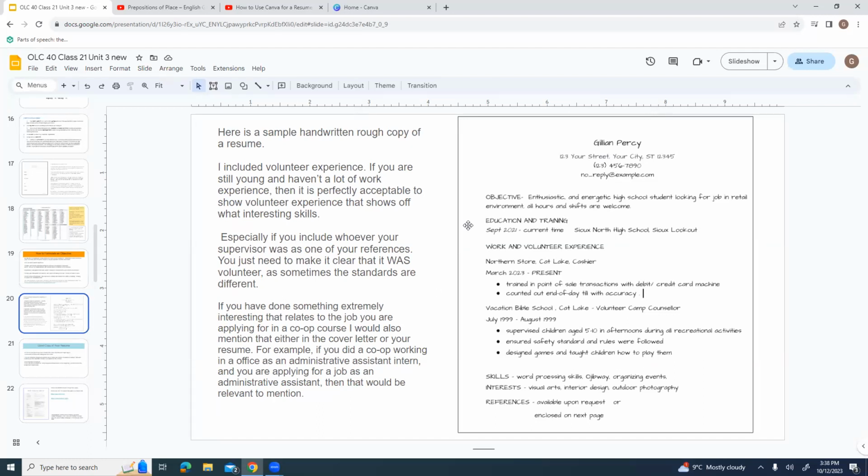So here is my example. Up top is my address. I always like it in the center, but some people like it over here, lined up with the left-hand margin. Objective, enthusiasm. This obviously is not real. This is just me kind of inventing one, by the way. Enthusiastic and energetic high school student looking for job in retail environment. All hours and shifts are welcome.